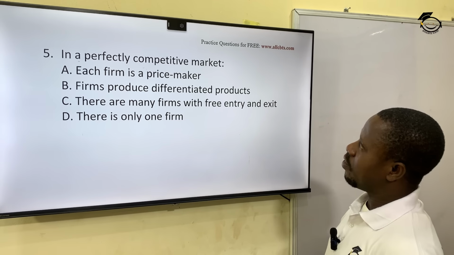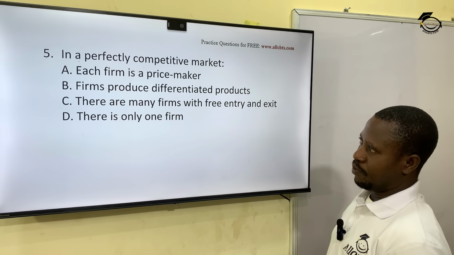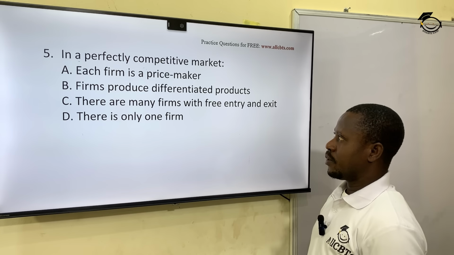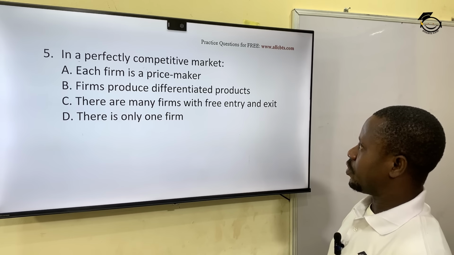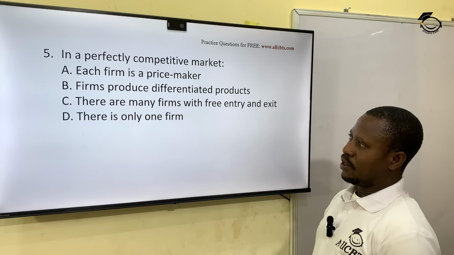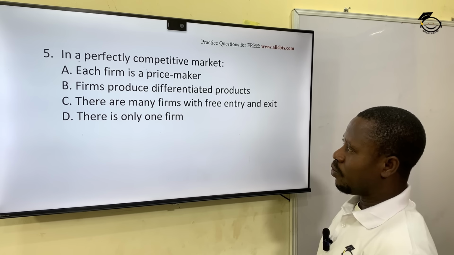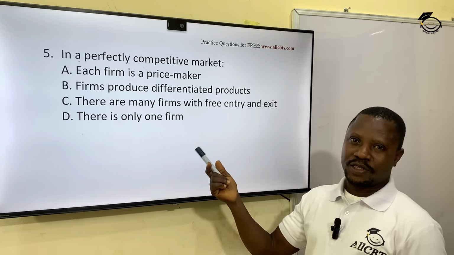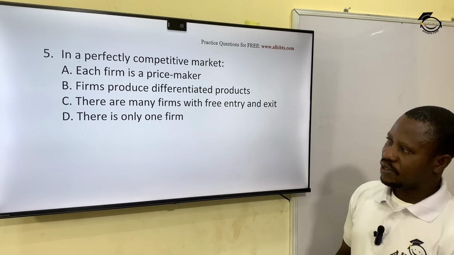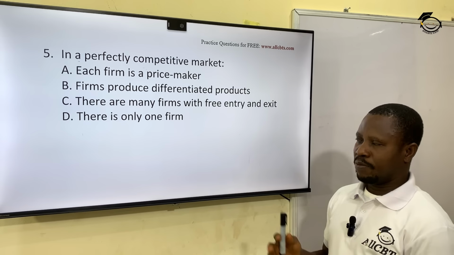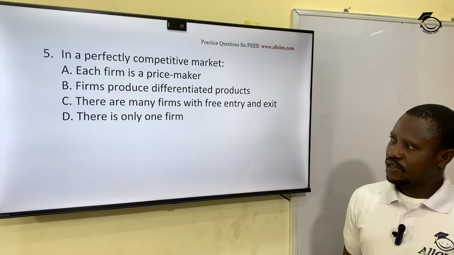In a perfectly competitive market, each firm is a price maker? Now, they are not giving price. They are price takers. Firms produce differentiated products? There are many firms with free entry and exit. There is only one firm? We say something is competitive and say only one firm, that's monopoly. All right. So the correct answer to this question is there are many firms with free entry and free exit. Option C is correct.